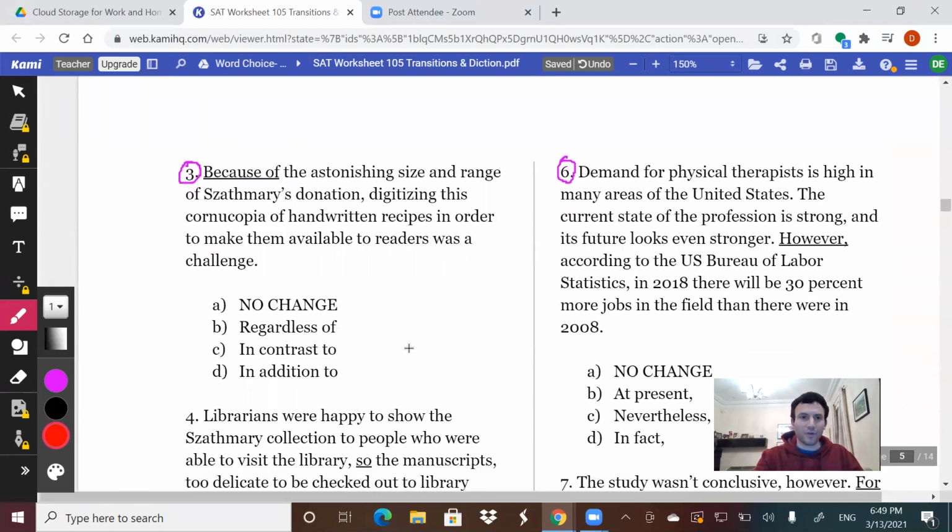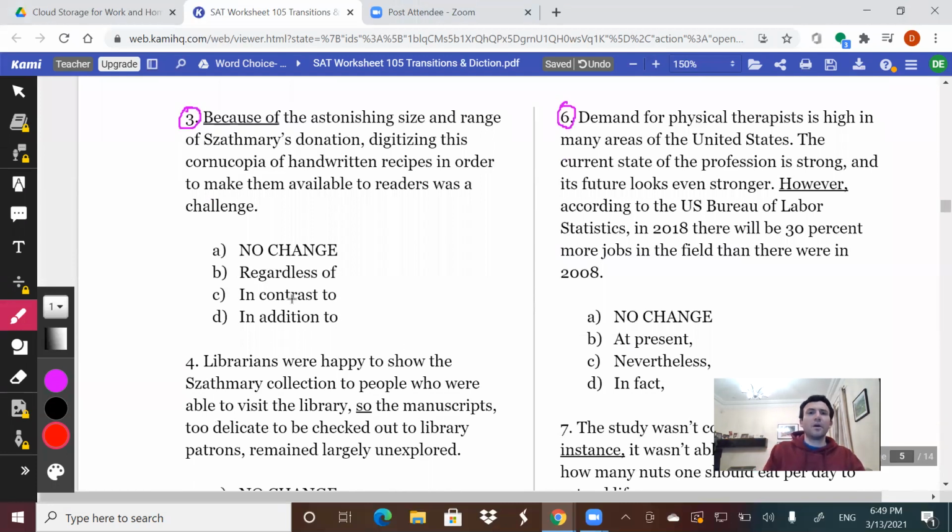Anyway, let's look at 3. 3 gets a lot of people. So we have the astonishing size and range of Swarthmore's donation. Digitizing this cornucopia of handwritten recipes in order to make them available to readers was a challenge. So we have a challenge, and the challenge has to do with the size and range of the donation. So this is going to be A.